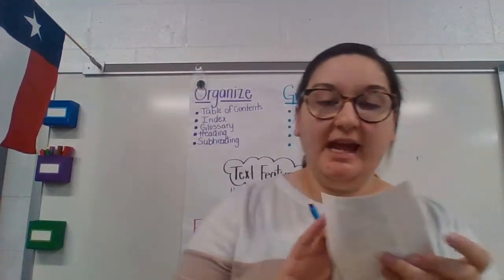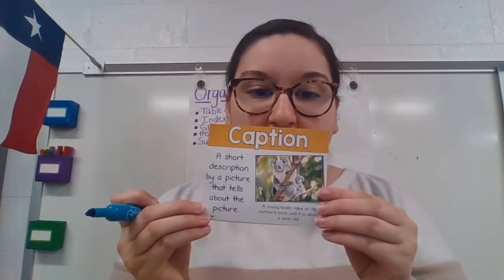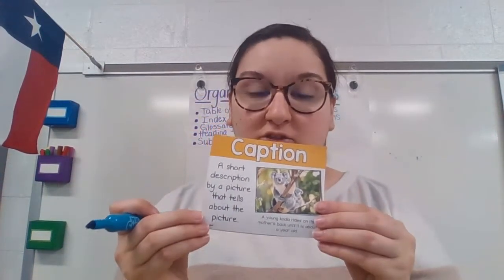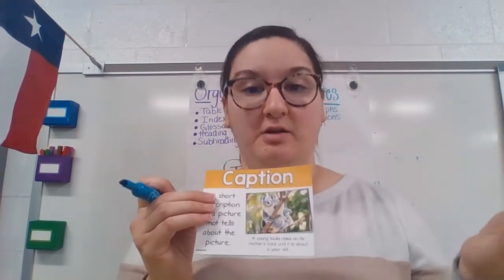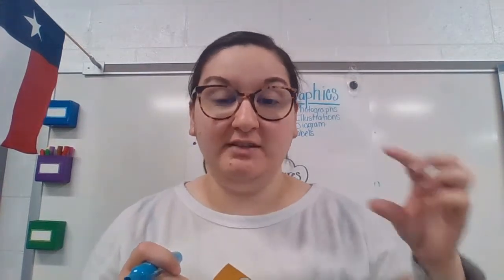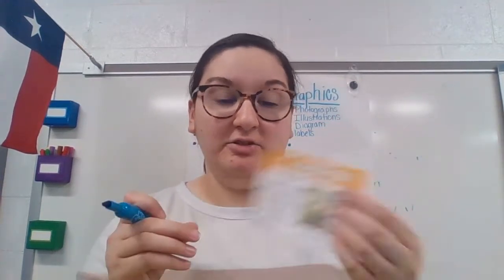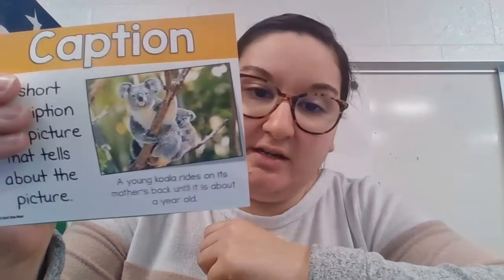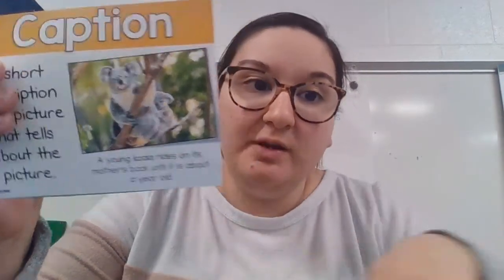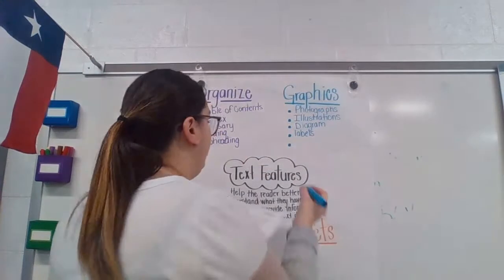Another one is called captions. A caption is a short description by a picture that tells about the picture. So sometimes authors have pictures, but they want you to know what's going on in that picture. Because sometimes when you just look at a picture, it's hard to think about what's happening. So the author is giving you a caption to tell you, like for this instance, here's a picture of a koala, and the author put a caption. It says, a young koala rides on its mother's back until it's about a year old. So it is telling us what is going on in the picture. So captions.